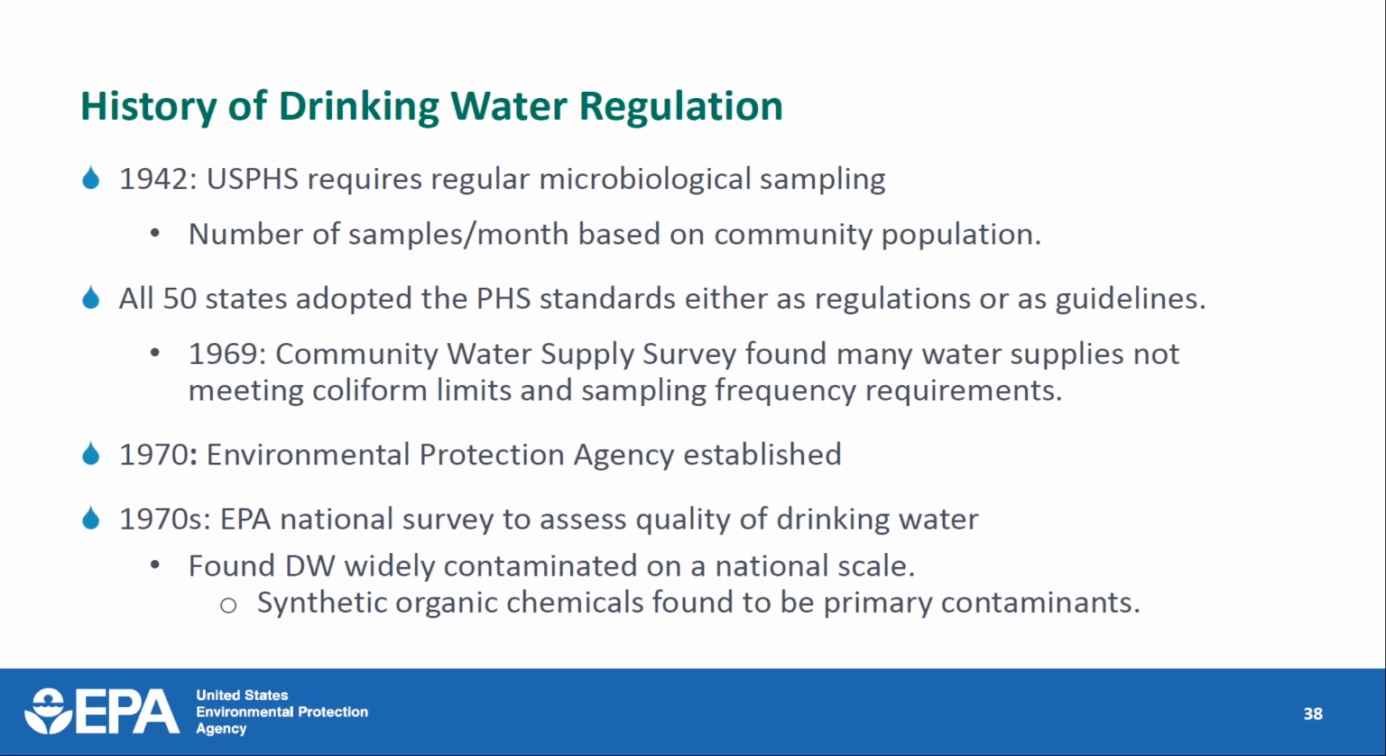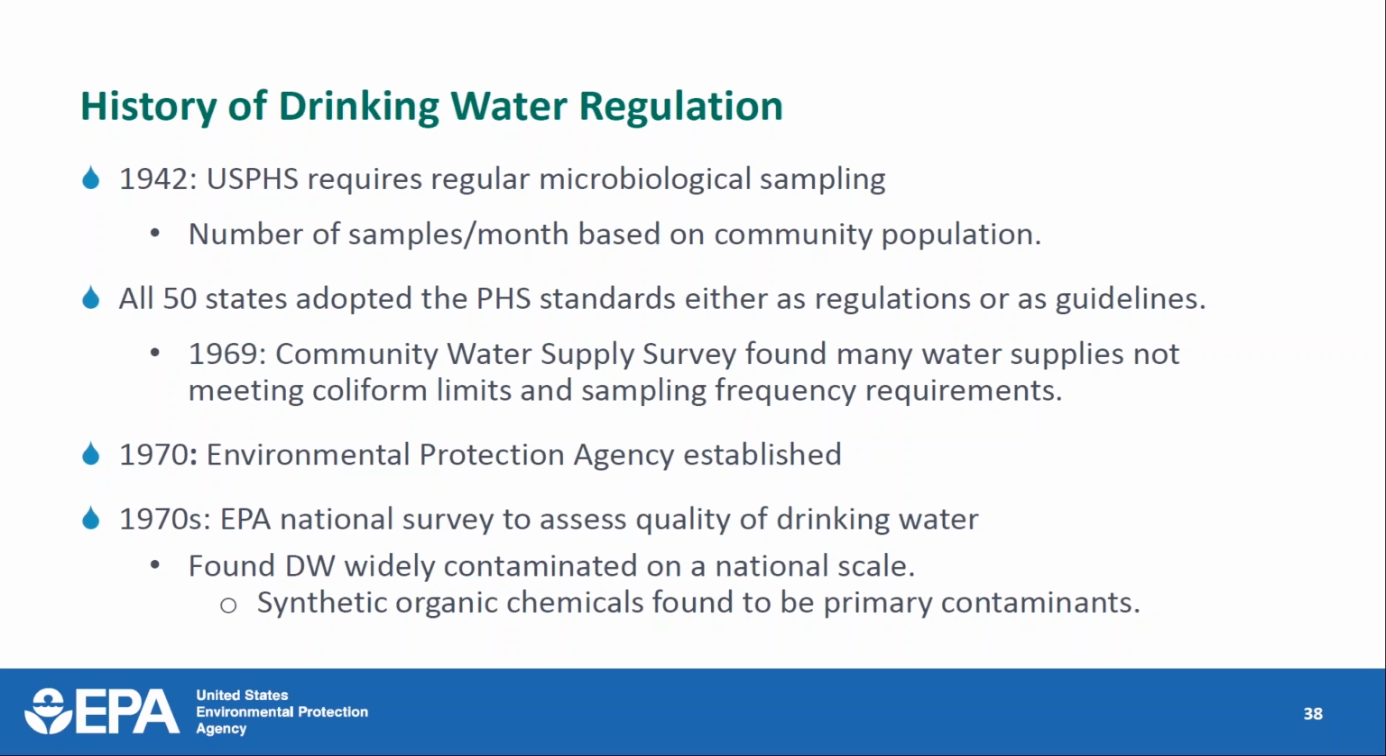Okay, so in 1942, the United States Public Health Service required regular microbial sampling, and this was based on the number of samples per month, or based on what the community required. It was the best that they had, and it's easier for everyone to use the same standard. It was a good standard for everyone to use, and it became consistent.